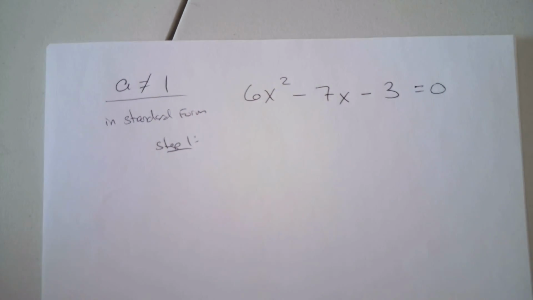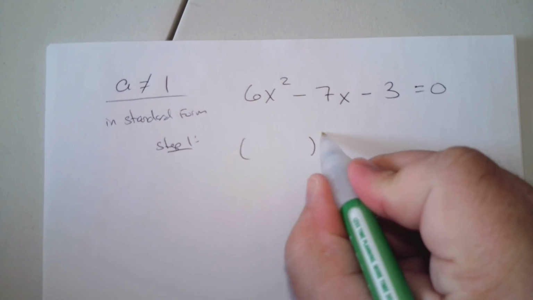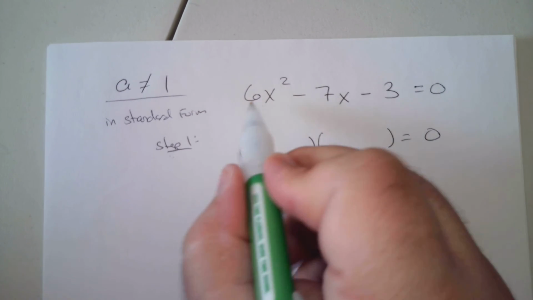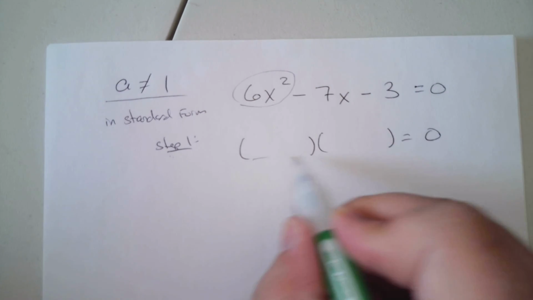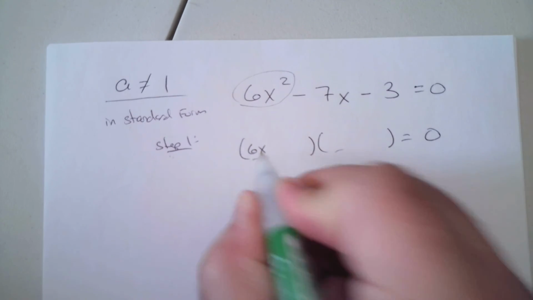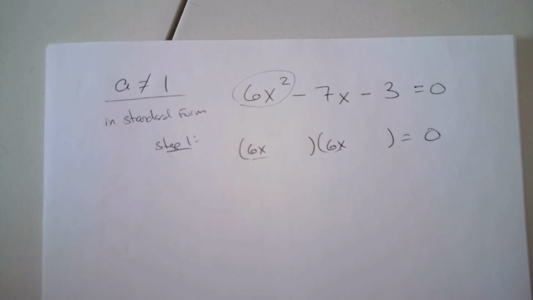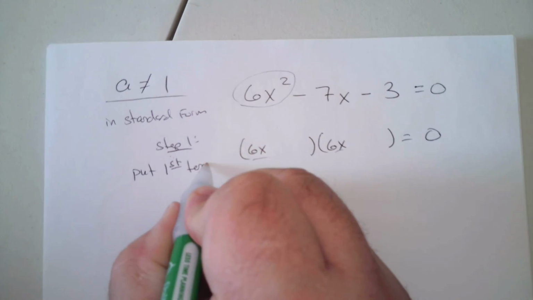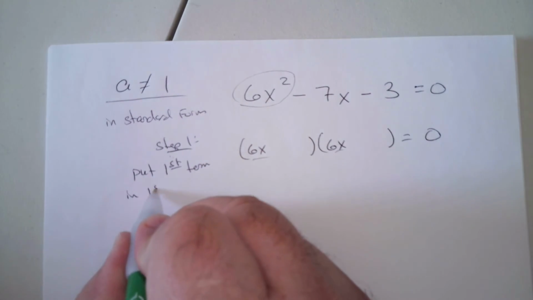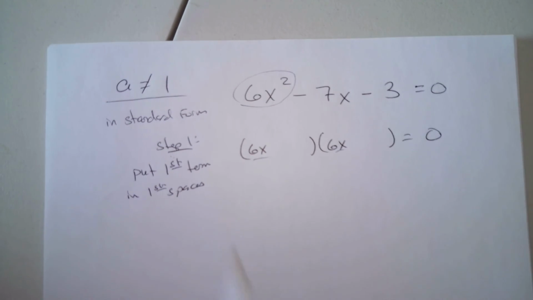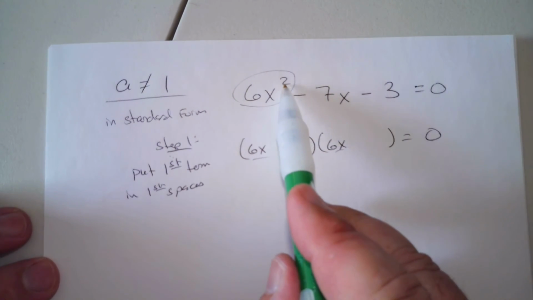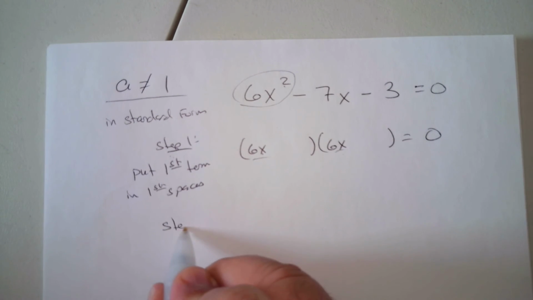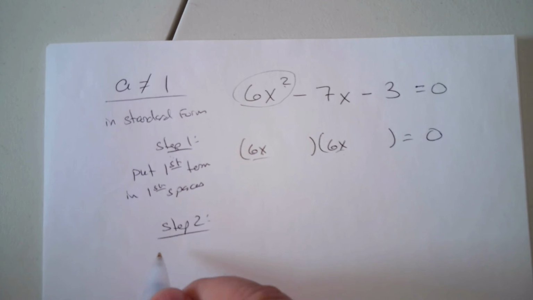Step 1. Let's do the same thing, to save our brain space. Last time in step 1, we took whatever's in the first term and put it in these first places. Let's do the same thing again. 6x, 6x. Put first term in first spaces. Only thing is to make sure that for this x squared, there's one x there, one x there. Step 2, look at the second sign.